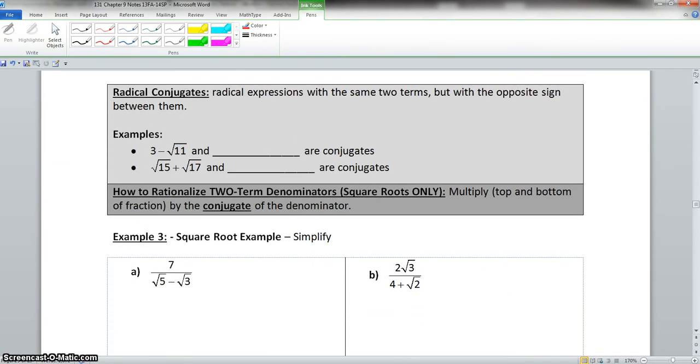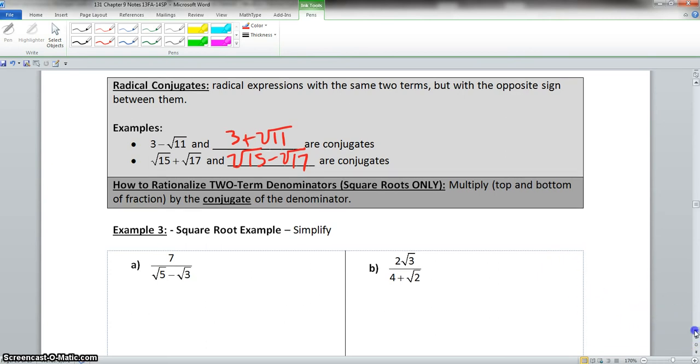It says radical conjugates. It says radical expressions with the same two terms, but with the opposite sign between them. That's what radical conjugates are. Example, 3 minus the square root of 11 and 3 plus the square root of 11 are conjugates. Square root of 15 plus the square root of 17 and square root of 15 minus the square root of 17, they're conjugates.